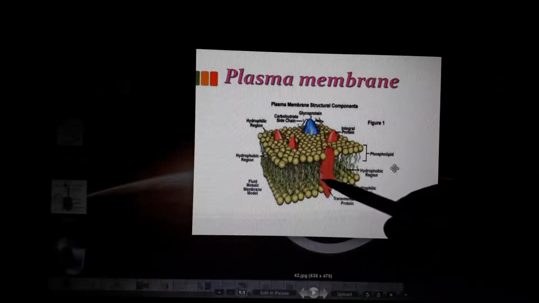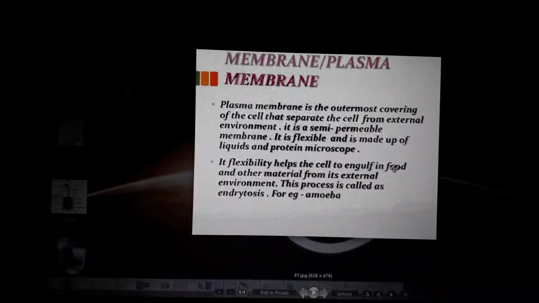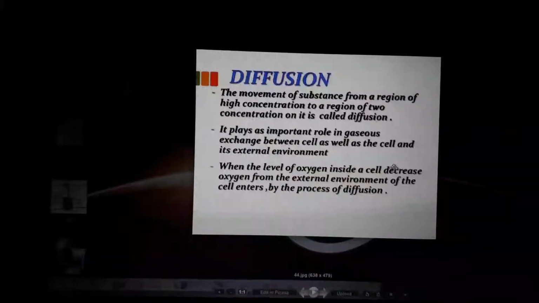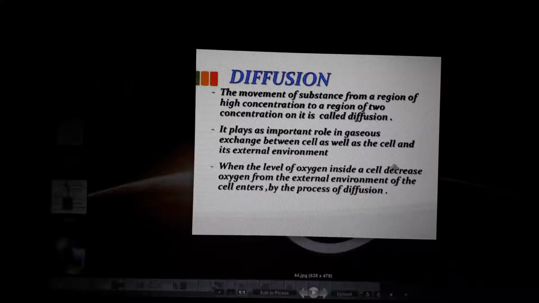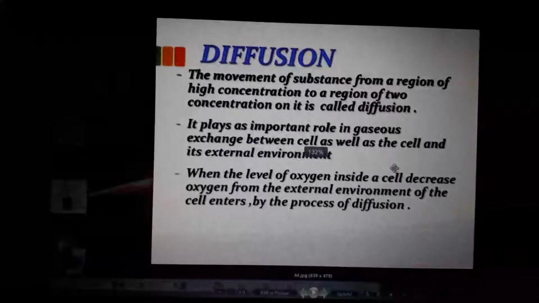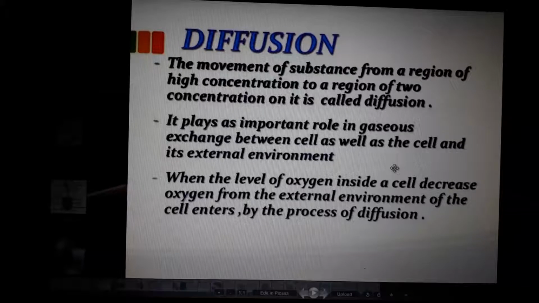If we make a close look, it will look like this. Plasma membrane. Let us see diffusion. Diffusion is nothing but the movement of substance from a region of higher concentration to lower concentration. When the oxygen content of a cell becomes very less, what will happen? Diffusion will happen. It will absorb oxygen from outside, and this plasma membrane passes this oxygen inside or outside. At the same time, carbon dioxide inside or outside, and water inside or outside. That membrane is called the plasma membrane.